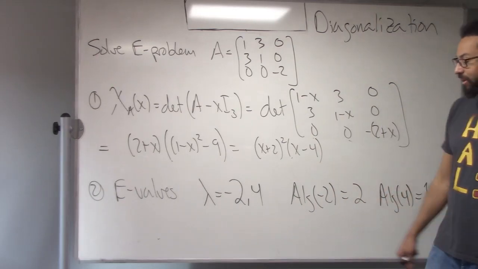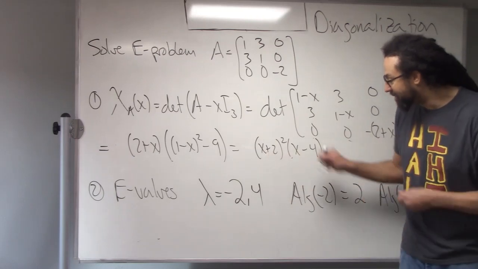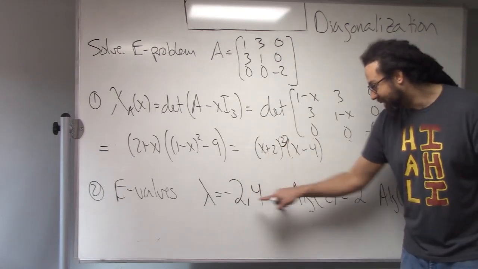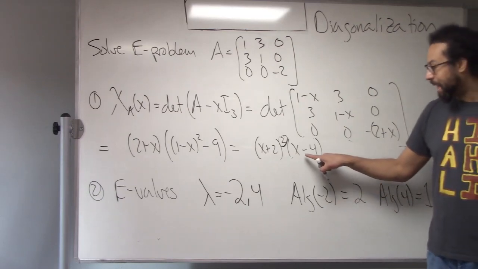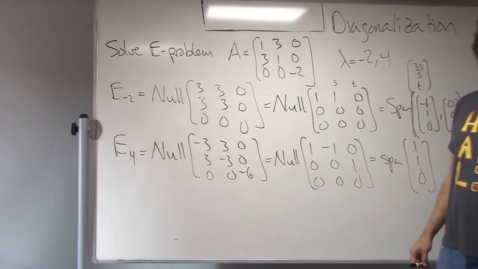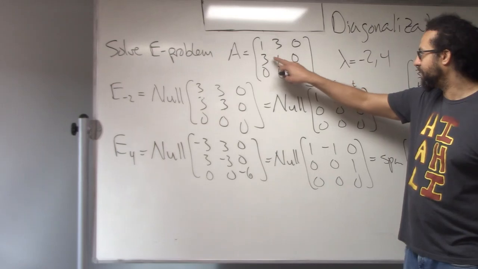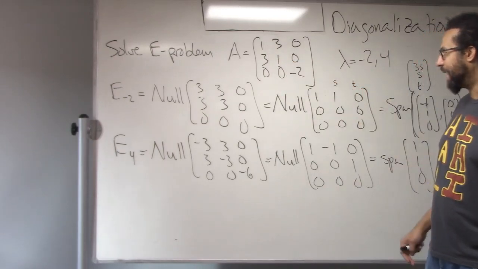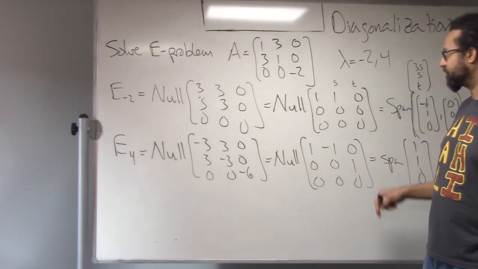And while we're at it, what's the algebraic multiplicity of negative 2? Well, it's the power, right? 2. So the algebraic multiplicity of negative 2 is 2, and the algebraic multiplicity of 4 is equal to 1. So to compute the eigenspaces, we're going to subtract each eigenvalue off the main diagonal and then compute the null space. That's always how you find the eigenspace.